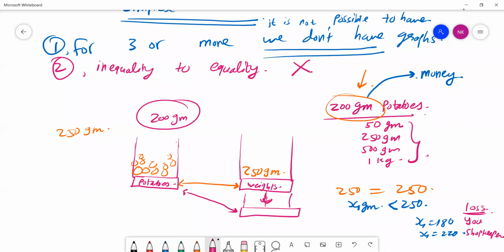So what can be the win-win situation in this particular case? Can anybody provide the solution for this particular situation? Okay, correct.